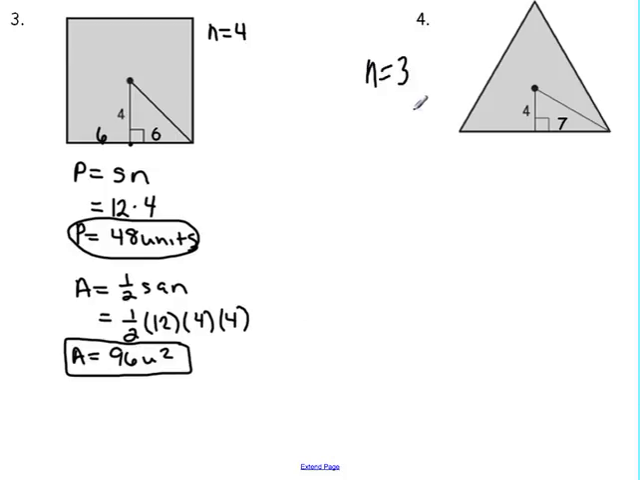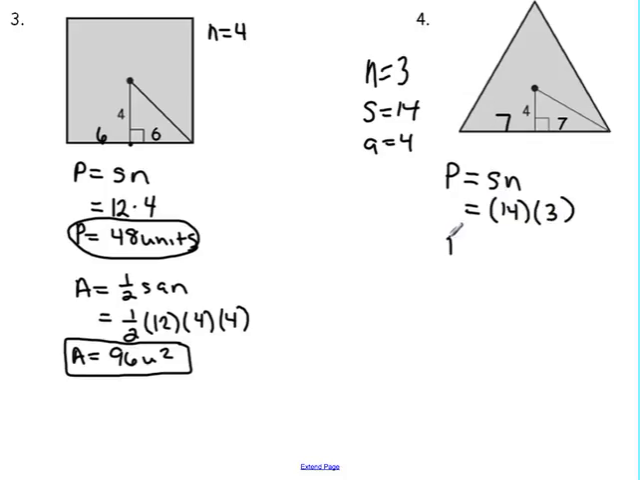There's a triangle, so its number of sides is 3. The side length for this, the S, is going to be 14, and our apothem is going to be 4, if we just identify those. Our perimeter again is S times N. Our side length is 14. Our number of sides is 3. 14 times 3 is 42 units.